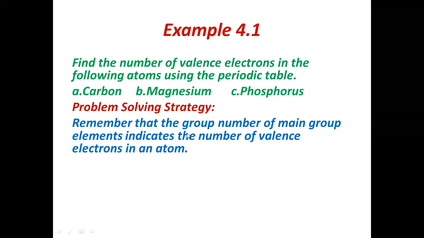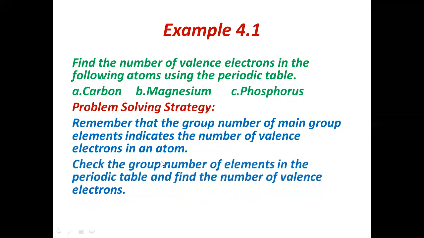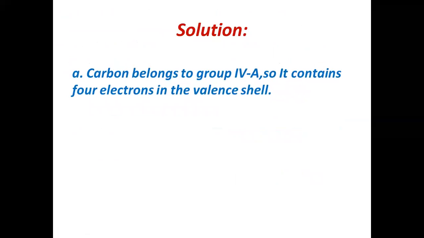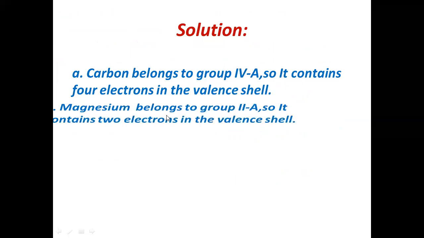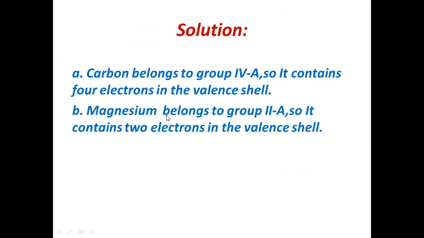Check the group number. The group number will indicate the number of valence electrons in an atom. Check the group number of elements in the periodic table and find the number of valence electrons. First one is carbon. Carbon belongs to group 4A, so it contains 4 electrons in the valence shell. As it is present in group 4A, definitely it will have 4 electrons in the outermost shell.